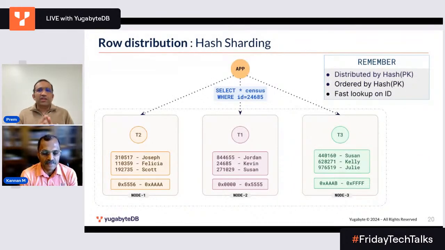You can see here that the person's information is almost randomly distributed across different nodes, but the mapping of ID to tablet is deterministic. So when looking for an ID, the system exactly knows which tablet to go to and fetches the right data.